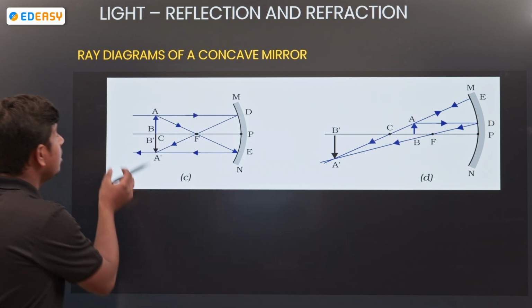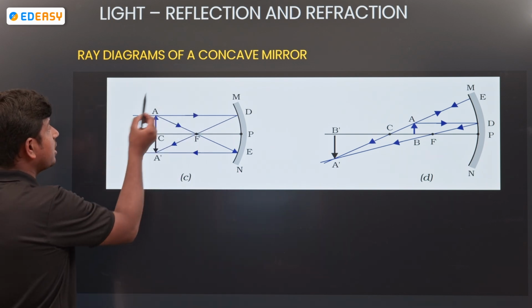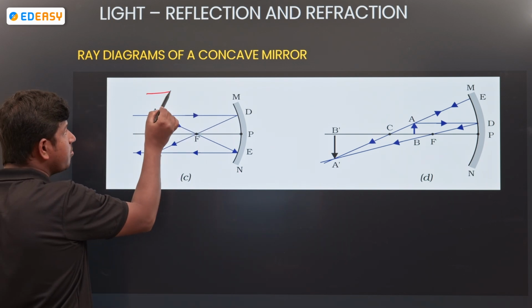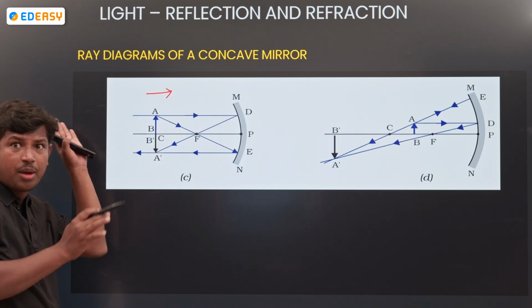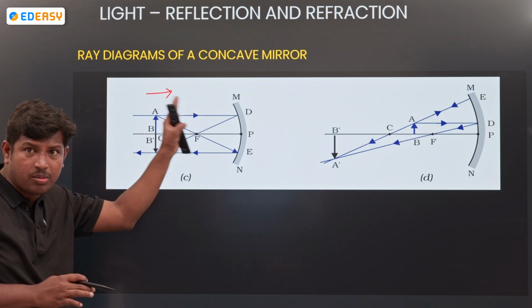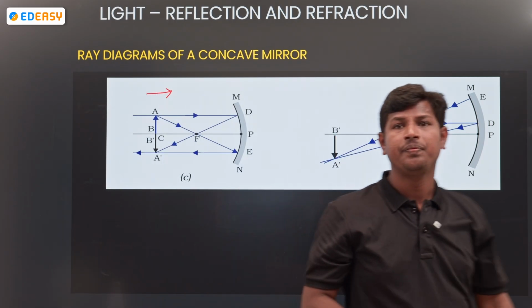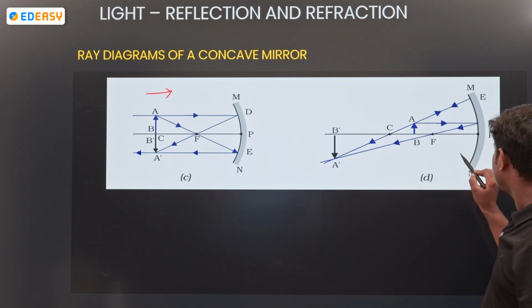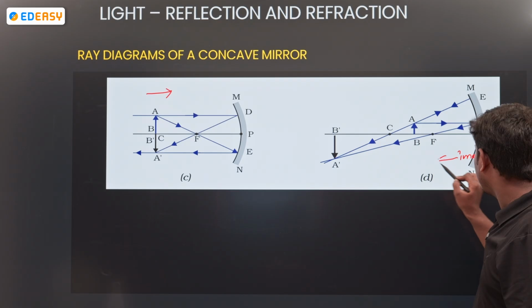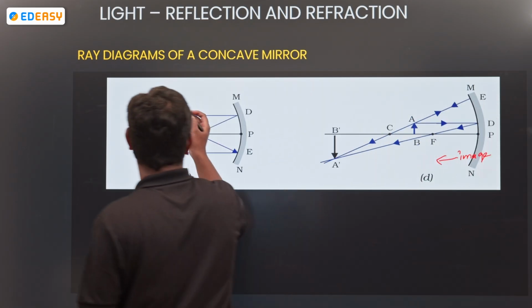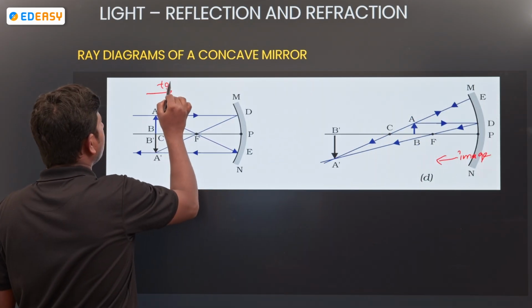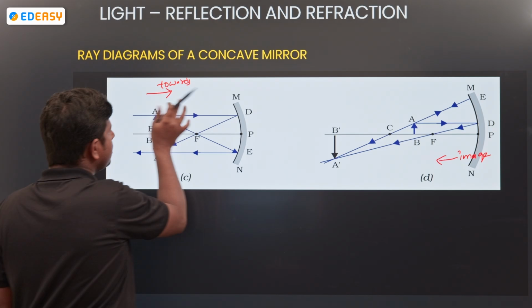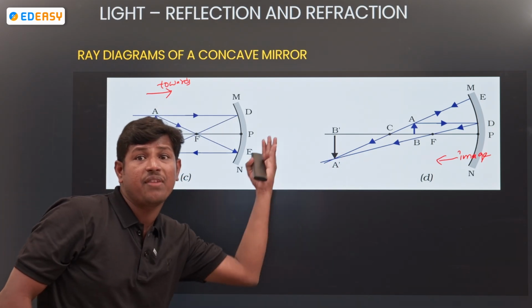Next. Now see that. Where is the object? The object is moving towards the mirror. Remember the point: the object is moving towards the mirror, and the image moves in the opposite direction, away from the mirror. The object is towards the mirror, the image is away from the mirror.